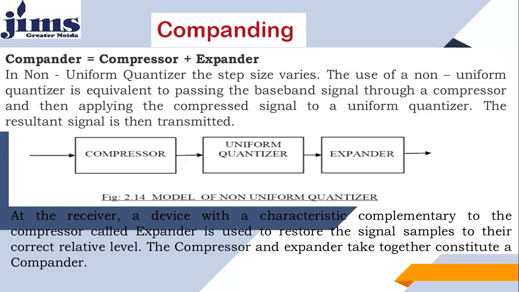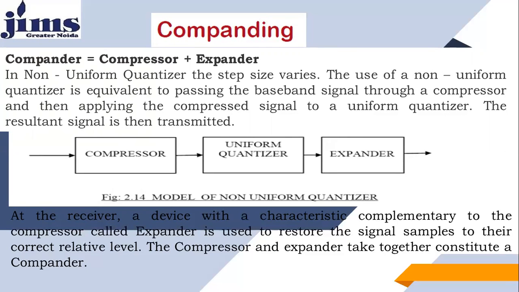So at the receiver, a device with a characteristic complementary to the compression, called an expander, is used to restore the signal samples. Actually, the working of the expander is the reverse of the compressor, right? So compressor and expander work oppositely. The compressor compresses the signal and the expander expands it in the same ratio, so the overall process remains the same, right? So the expander is used to restore the signal samples to their correct relative level.